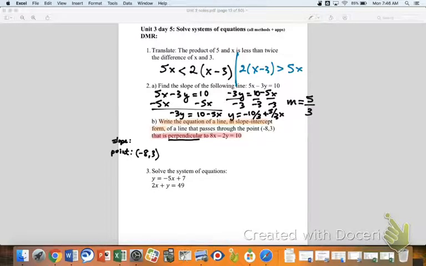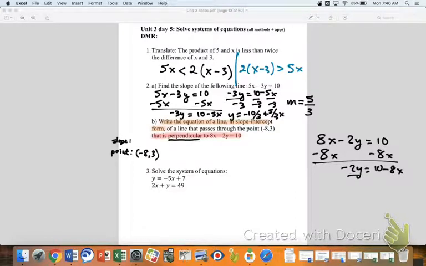So I'll do this way off to the side. I'll say 8x minus 2y equals 10. How would I figure out the slope for something like that? Put it in slope-intercept form. That's right. So subtract 8x. That'll give me negative 2y equals 10 minus 8x. And then divide by negative 2. So that gives me y equals negative 5 plus 4x.